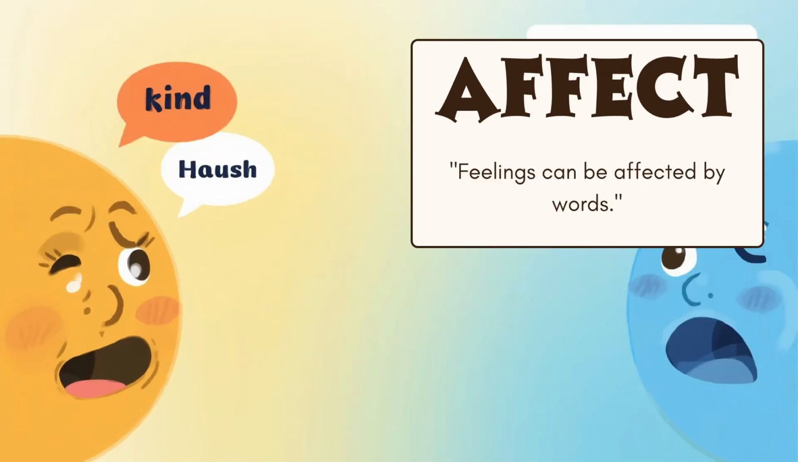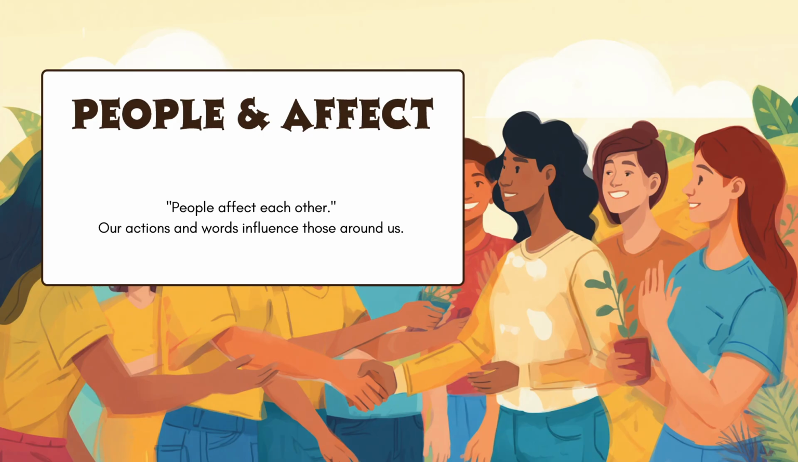Here is an example about feelings. Feelings can be affected by words. Kind words make us happy. Mean words make us sad. Here is an example about people. People affect each other. When we are kind, others feel good. When we are angry, others feel bad.